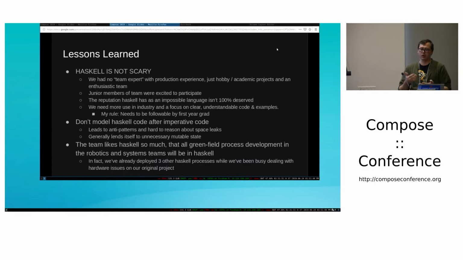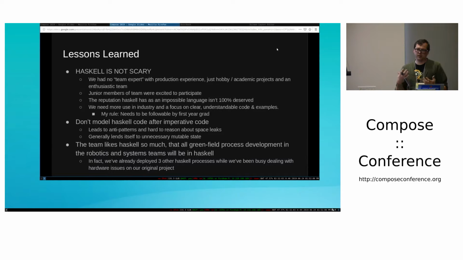She had done academic work, had done hobby work, but we did have a really enthusiastic team that loves to learn new languages. Even junior engineers were super excited to participate once we got them over the scary hump. And everyone really enjoyed it. I think the reputation Haskell has as a really hard to use industry language is not 100% deserved.